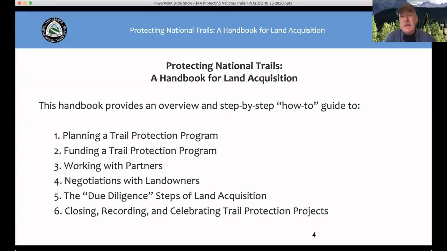It's a step-by-step guide to planning a trail protection program, funding a trail protection program, working with partners, negotiating with landowners, taking care of the due diligence steps of land acquisition, and then finally closing, recording, and celebrating the protection of your National Scenic or National Historic Trail.